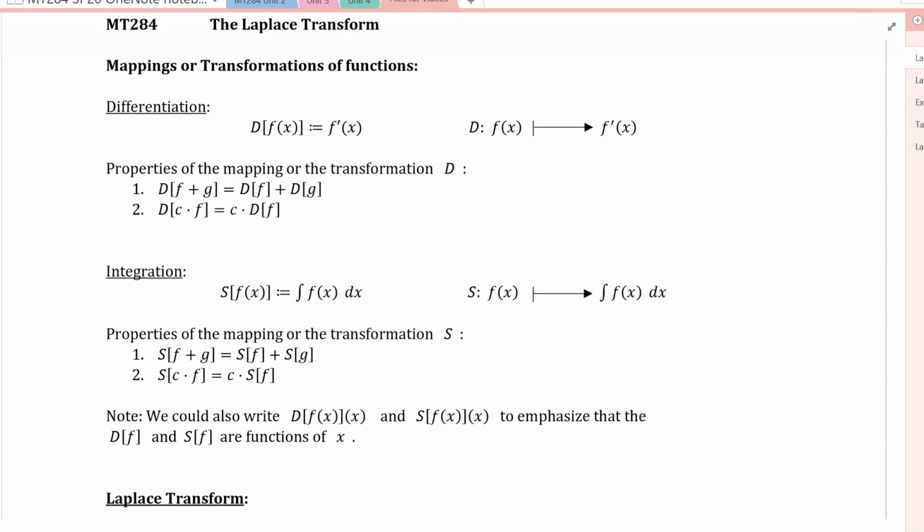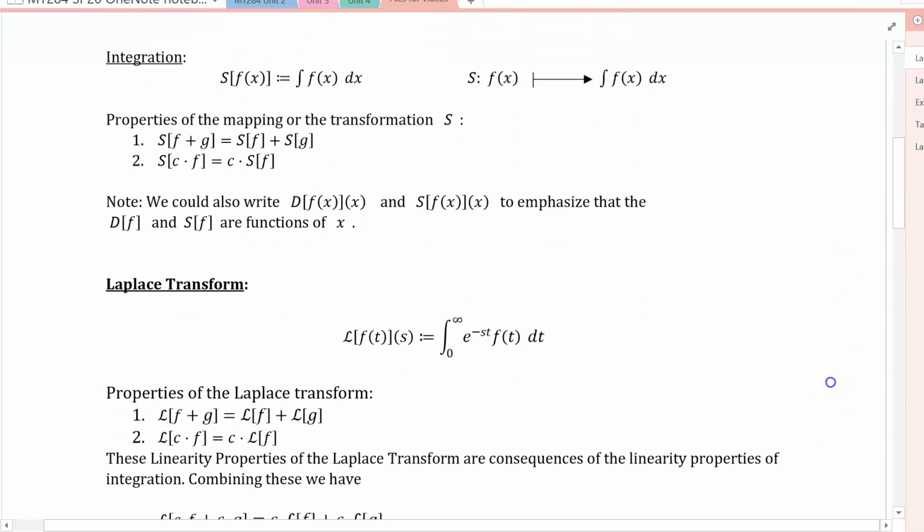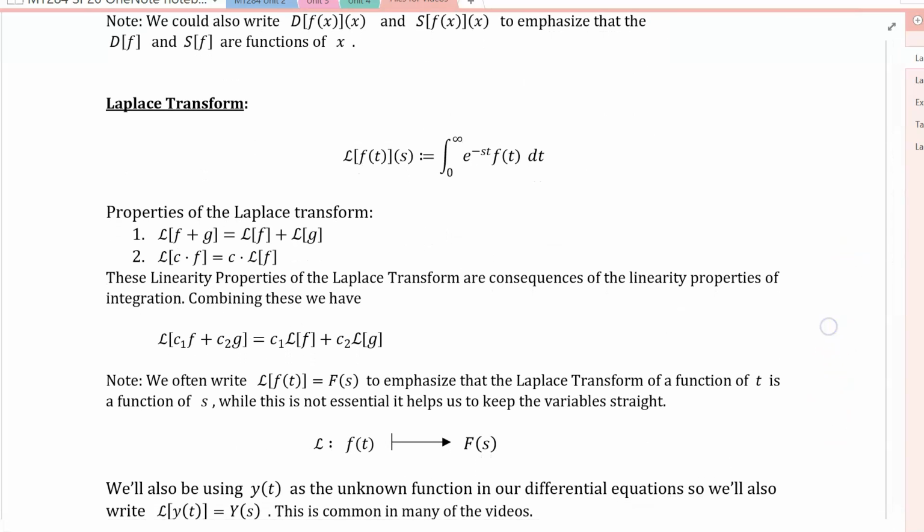It's a transformation that you input a function to and you get out a function, just like taking derivatives or integrals. And like differentiation and integration, we can do the Laplace transform term by term, and we can pull out constants. The definition of the Laplace transform of a function of t is given here, where it's the definite integral from 0 to infinity of e to the negative st times f of t.